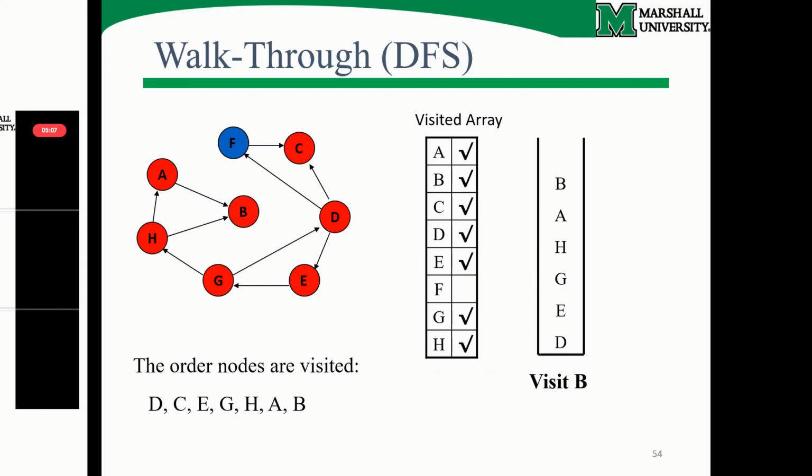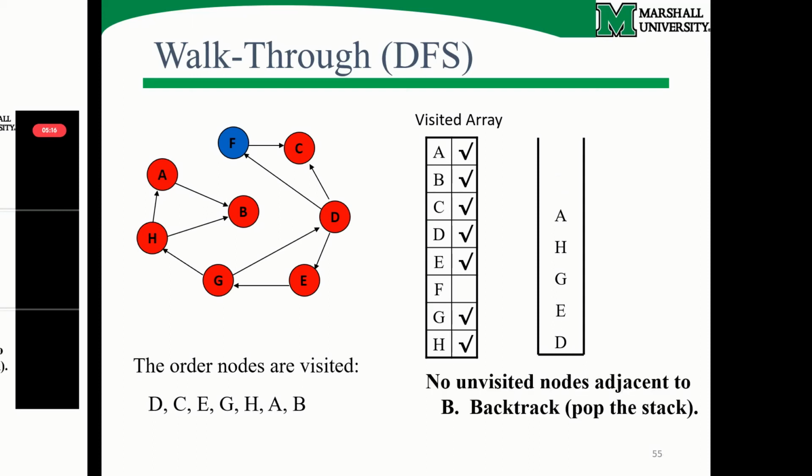At this point, B doesn't have any unvisited neighbors, so we can pop B from the stack. Now we went back to A. A does not have any other unvisited neighbors, so we can take A out from the stack. Similarly, H, G and E do not have any unvisited neighbor, so we take all of them from the stack. But D has another unvisited neighbor, which is F, so we will insert that into the stack.